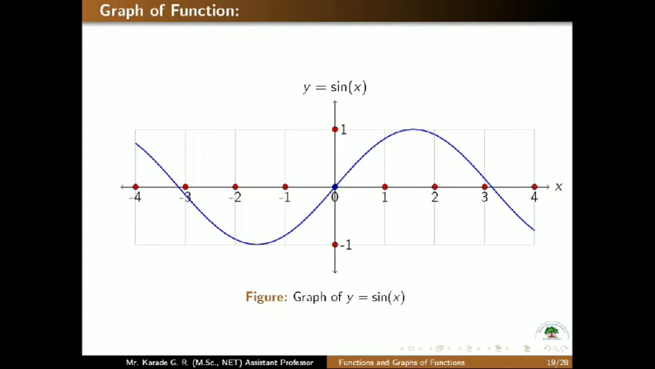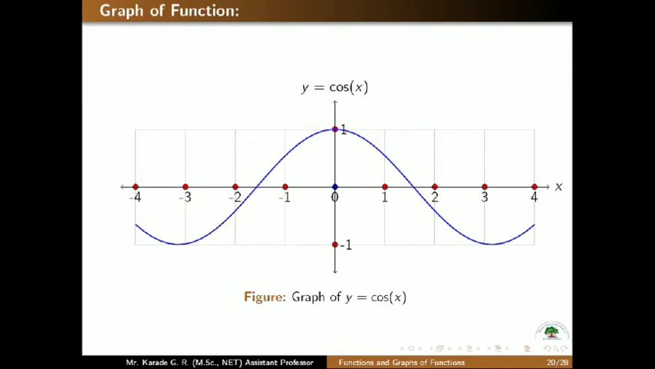Now the next function is the cos function. The cos function is also a wave function, or its graph looks like a wave. As we have seen, the amplitude of the graph of the cos function is the amount by which it varies above and below the x-axis, and the period of the cos function is the length of the shortest interval on the x-axis over which the graph repeats. In this case, the amplitude is 1 and the period is also 2 pi.